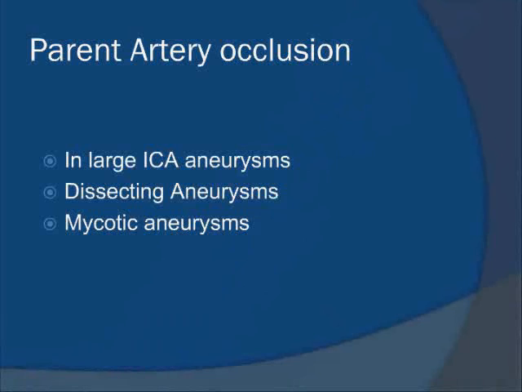The three primary indications for parent artery occlusion are in the management of large internal carotid artery aneurysms, especially in the cavernous segment. For dissecting aneurysms, usually because the vessel is too friable or there is hardly any flow distal to the dissection. For mycotic aneurysms, where at times again you cannot cross the aneurysm, and coiling the aneurysm would mean losing the parent artery itself.